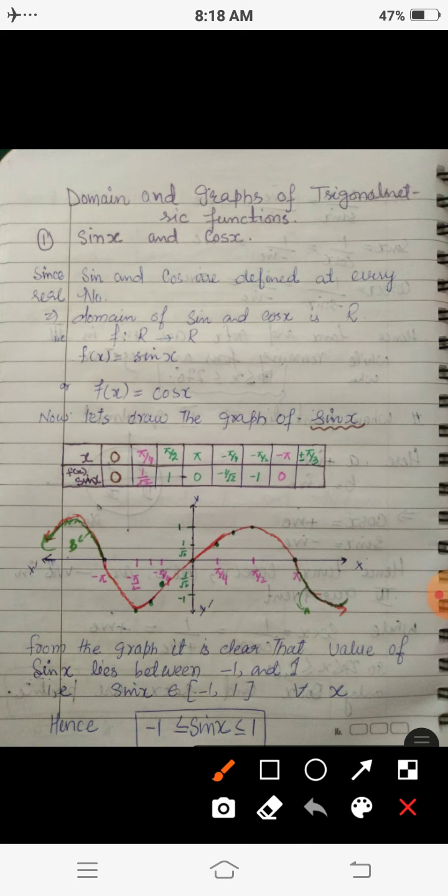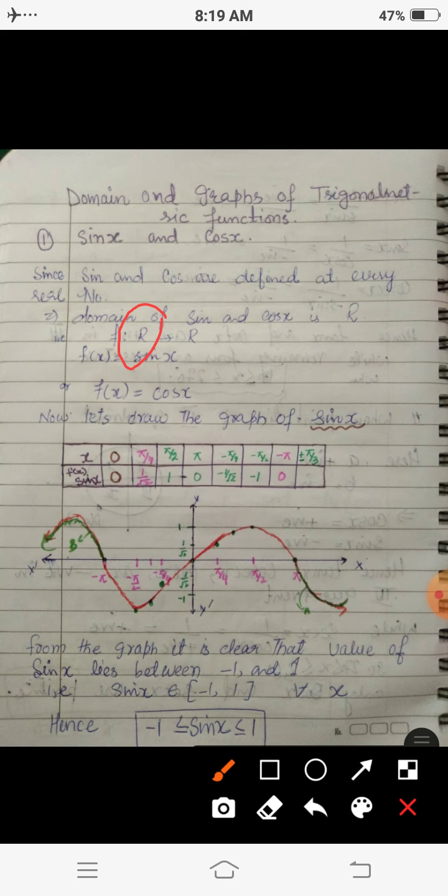So this means that if we consider a function f from R to R, defined by f of x equals sine x or f of x equals cos x, the domain of these two functions is the set R, because these two functions are defined at each and every point of R. Now we will draw the graph of these two functions.